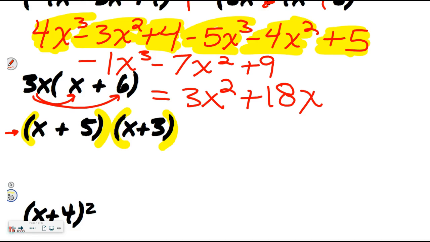Thank you, though. So we hop that in and we get an x squared and then a plus 3x, right?